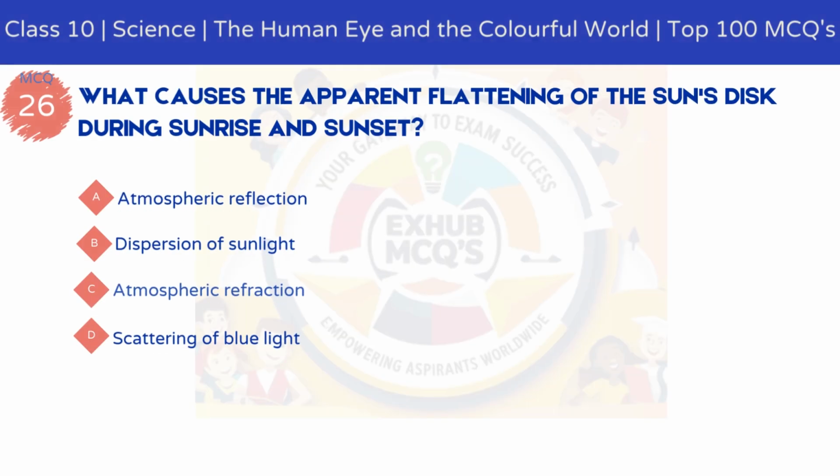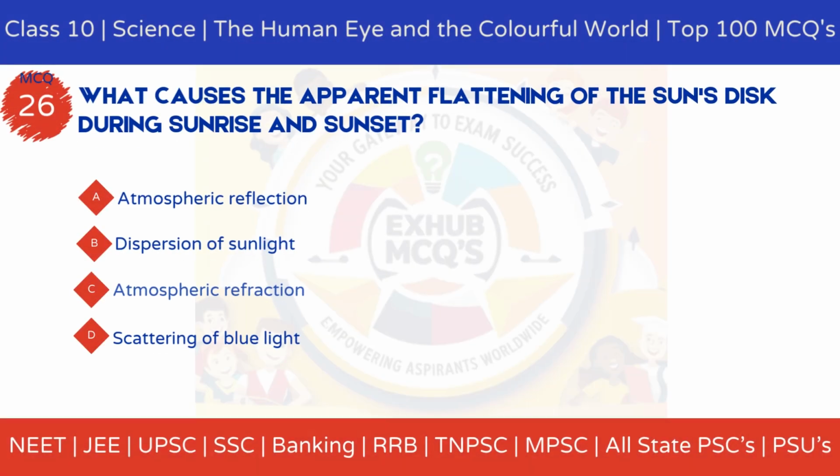MCQ 26. What causes the apparent flattening of the sun's disk during sunrise and sunset? Option A, atmospheric reflection. Option B, dispersion of sunlight. Option C, atmospheric refraction. Option D, scattering of blue light.